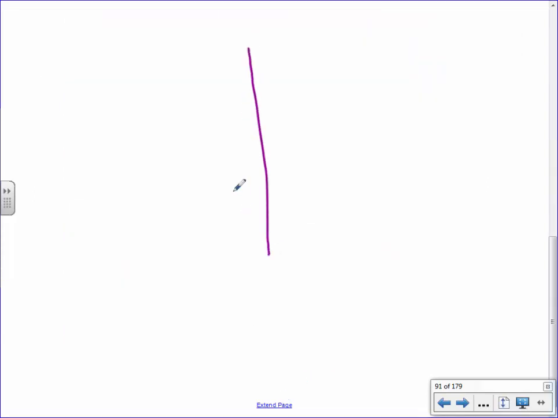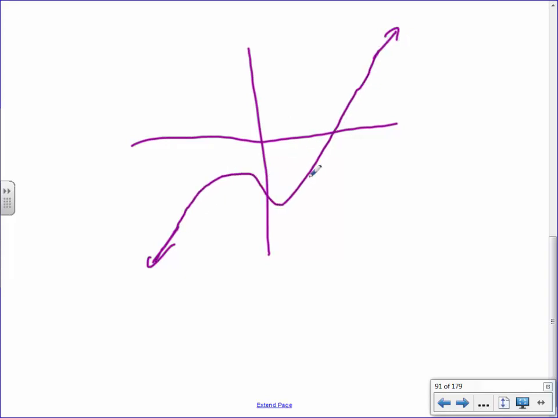Let me do a quick example here. Here's a cubic. I'm going to start it down here. I'm going to end it up here because cubics have to start and end in opposite quadrants. Here's a possibility. It could have just 1 root. That's possible. For example, this could be like x plus 1 and x squared minus 9x plus 1,000.